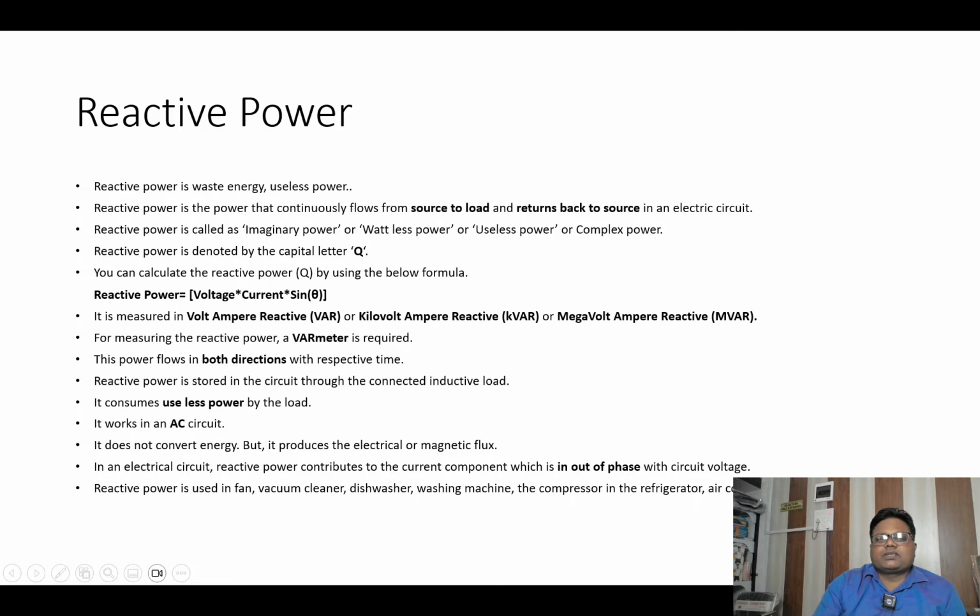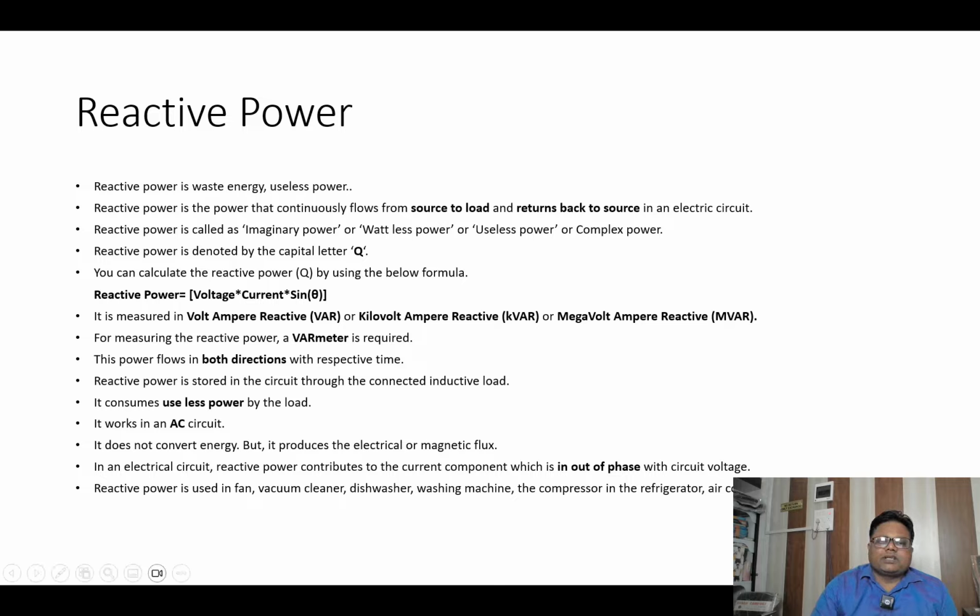Reactive power is waste energy. So reactive power is a waste energy, useless power. Reactive power is the power that continuously flows from source to load and returns back to the source in an electric circuit. Reactive power is called imaginary power or wattless power or useless power or complex power. So power generation companies do charge for the reactive power also. Mostly it is applied in industry where motors are used. Then reactive powers are used.